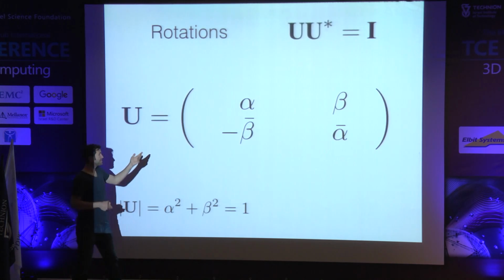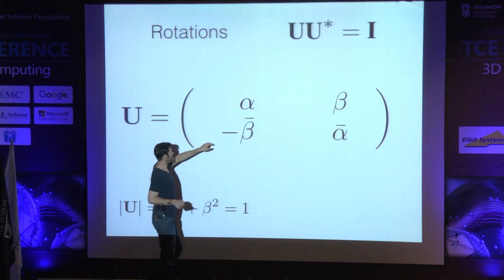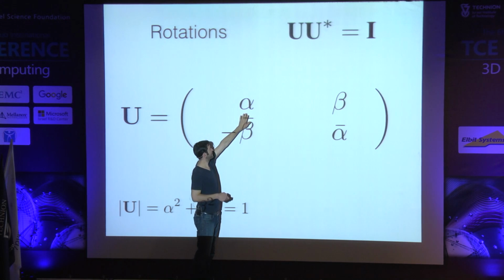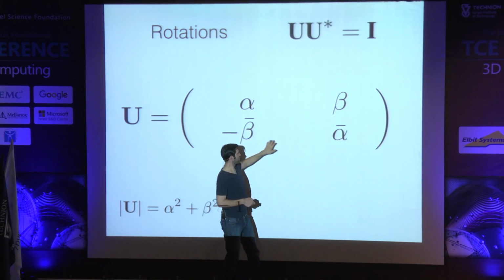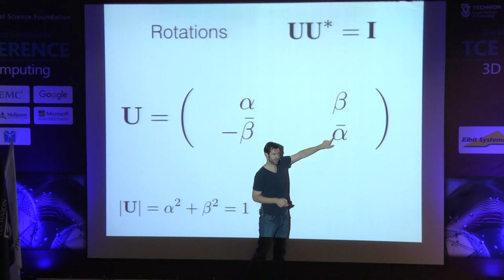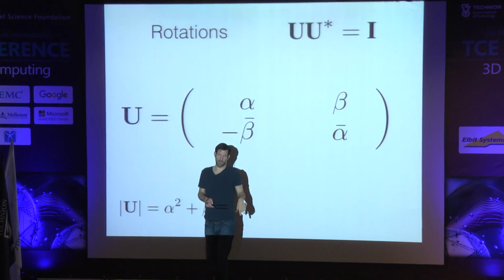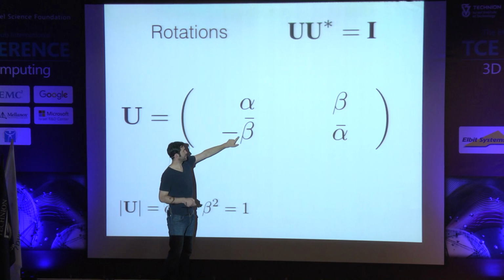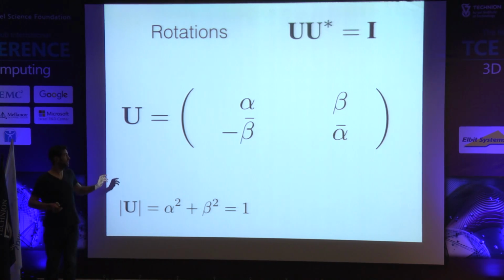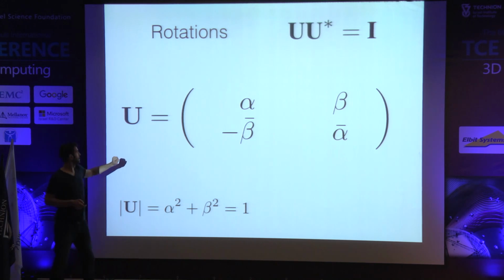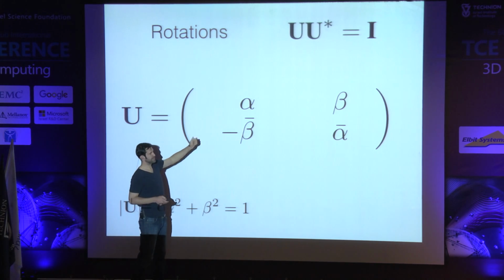Okay, so all these matrices I can write in this way. I can write them based on 2 arbitrary complex numbers, alpha and beta. And then in the lower row, on the diagonal, I have the complement of alpha, and here I have minus the complement of beta. These are all the matrices that satisfy this condition that U times U conjugate transpose is identity.